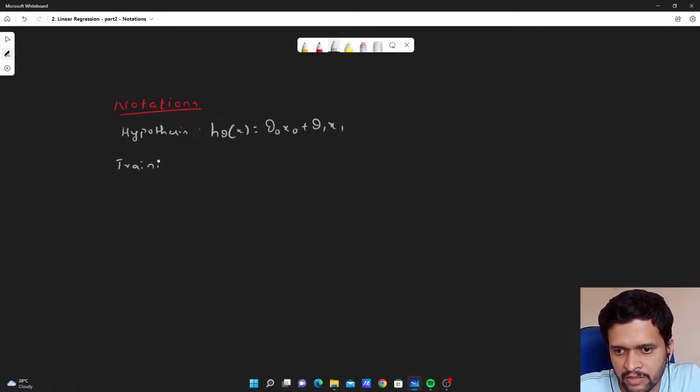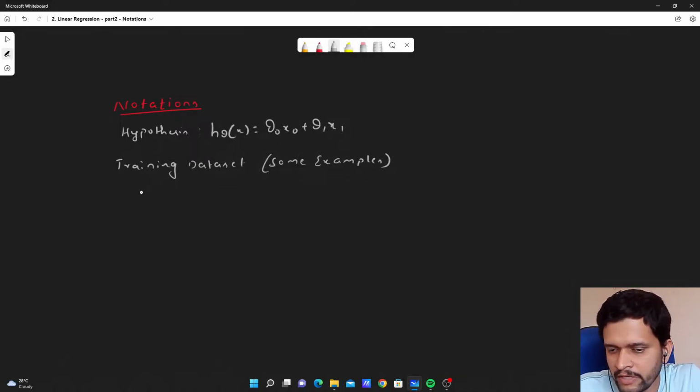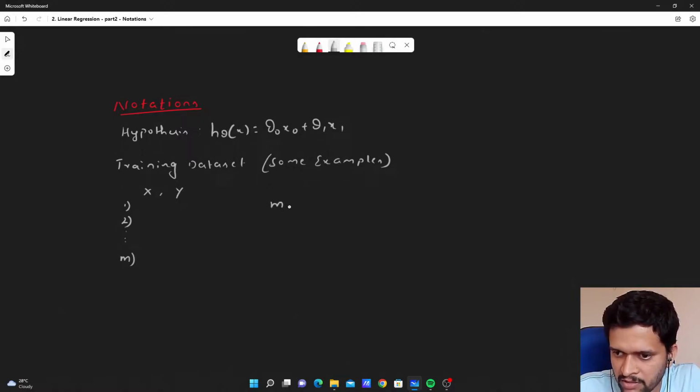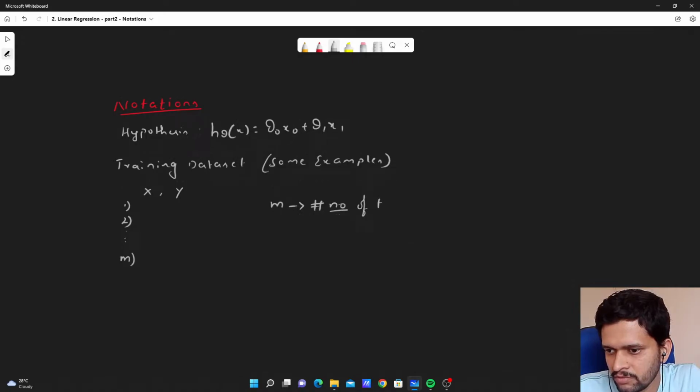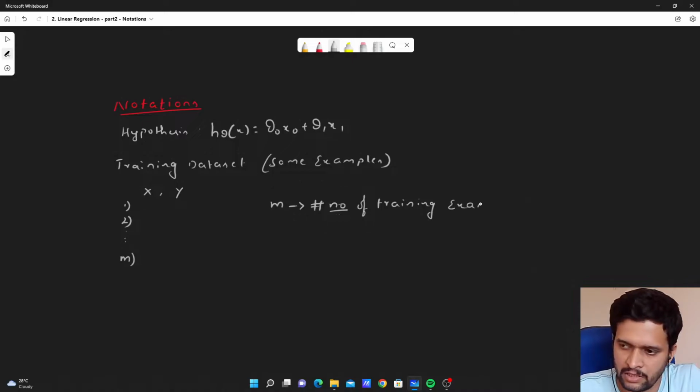So we will be having some training data set. Okay, training data set with some examples. It will have some examples called as training examples. Okay. So in univariate linear regression, we will have x, comma, y, correct? So there can be many training examples. So the number of training examples denoted by m. Okay, m stands for number of training examples. Okay, so this is m.